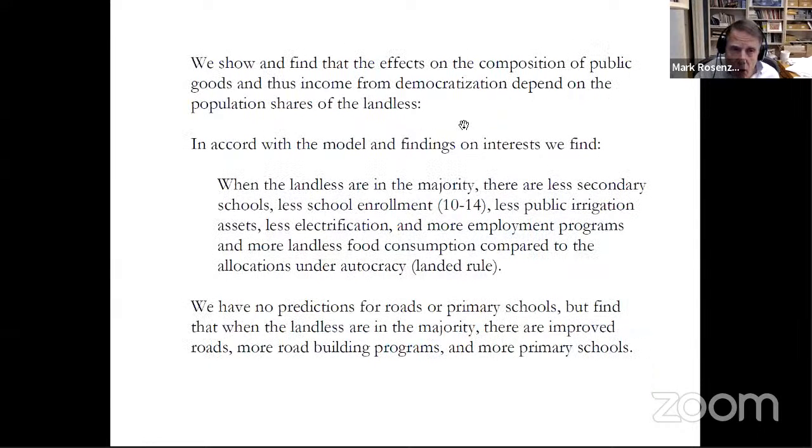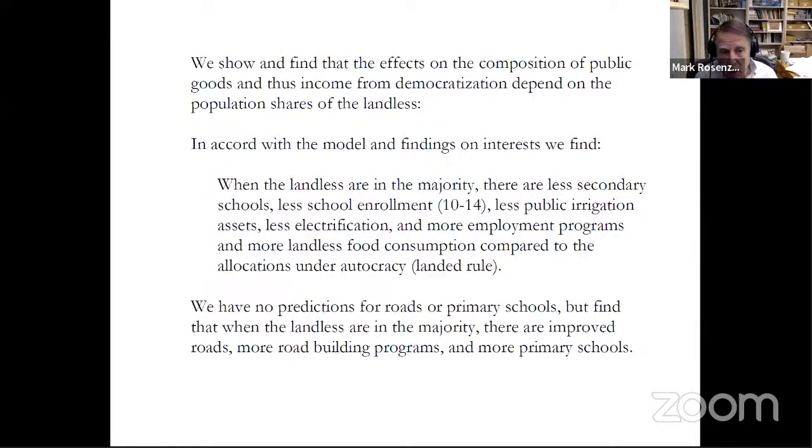All right, so we show in the model and find that the effects on the composition of public goods and overall income are going to depend on the population shares of these two groups. And in particular, this is our main finding. That is, when the landless are in the majority and we move from a government that's dominated by the landed to a true democratic regime where the landless have a say in outcomes, there are going to be fewer secondary schools, less school enrollment, this is what we find, less public irrigation assets, less electrification, and more employment programs.